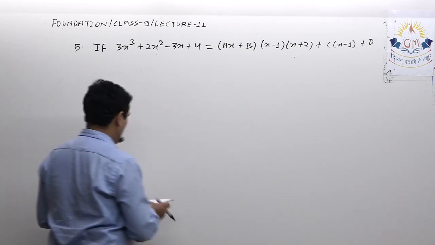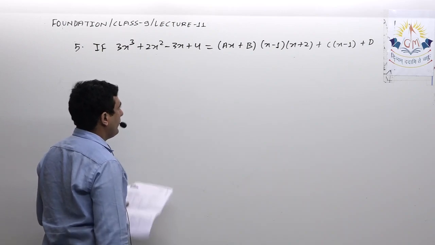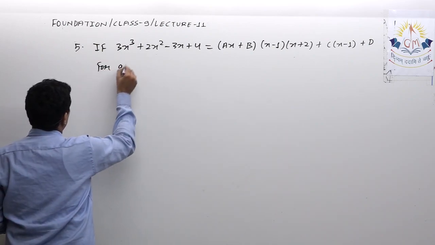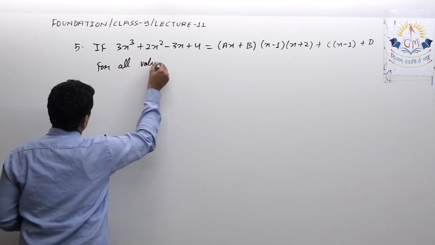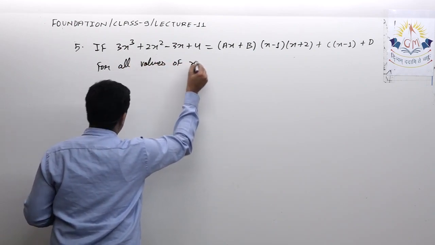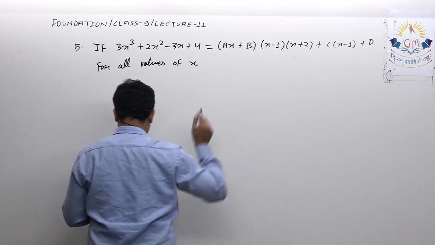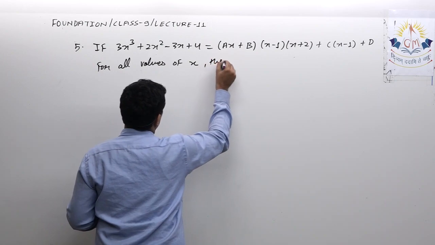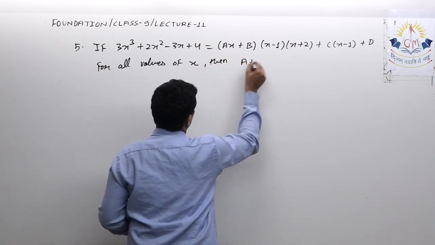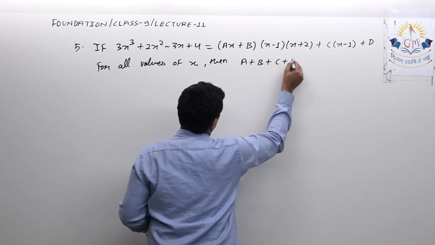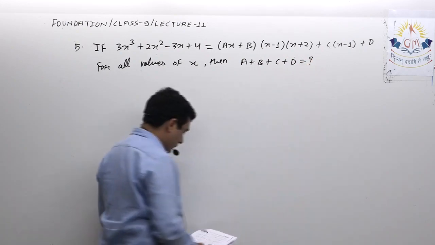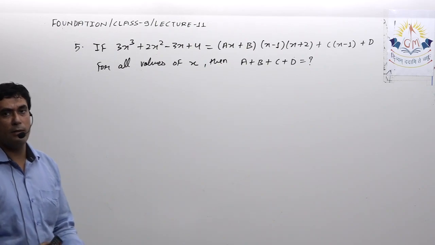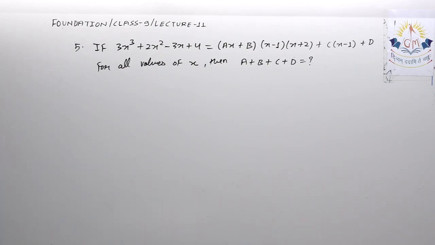Okay, if 3x cube plus 2x square minus 3x plus 4 is equal to ax plus b into x minus 1 into x plus 2 plus c into x minus 1 plus d for all values of x, then find the value of a plus b plus c plus d. Again this is a little bit different question, so please try for a while, then I will give you its solution.